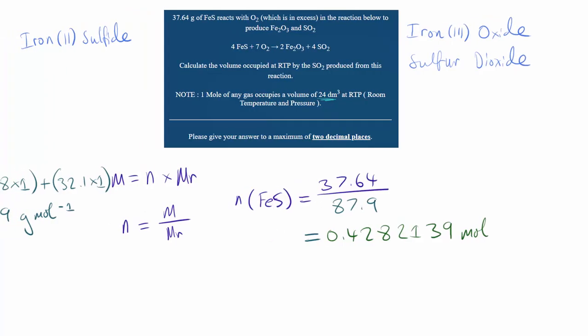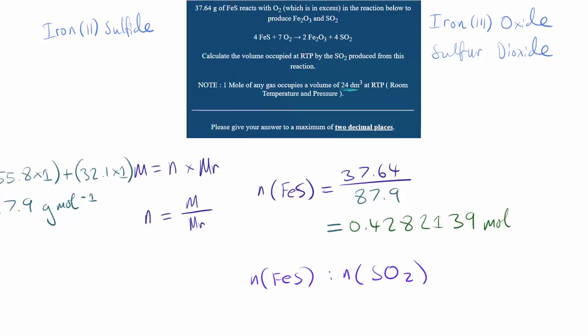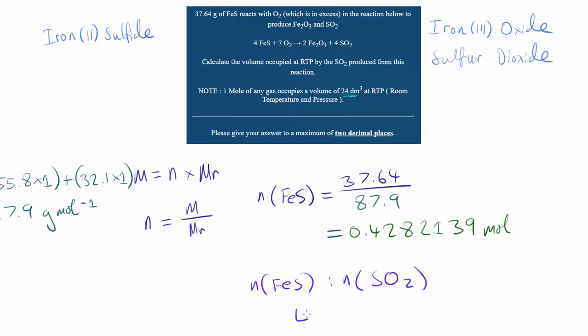But remember, we're trying to figure out the number of moles of the SO2, so we can use that value to work out the actual volume of gas, the volume occupied by the gas. So how are we going to go about that? If we look at the balanced equation, I'm going to set up a ratio: the number of moles of FeS compared to the number of moles of SO2. What the equation effectively tells us is that for every 4 moles of FeS, we're going to have 4 moles of SO2.